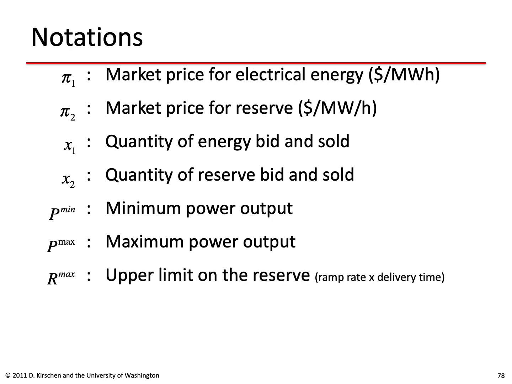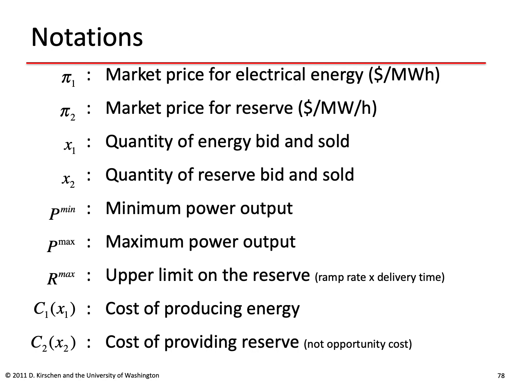Rmax is the upper limit on the reserve, which typically would be the ramp rate times the delivery time for this particular reserve product. C1 of x1 is the cost curve of producing energy, so this is a classical cost function that we have seen before. And C2 of x2 is a cost of providing reserve. Now, this is an actual cost, this is not an opportunity cost.